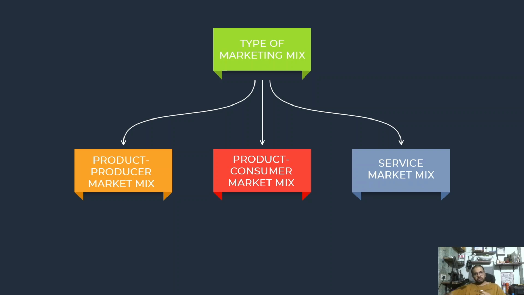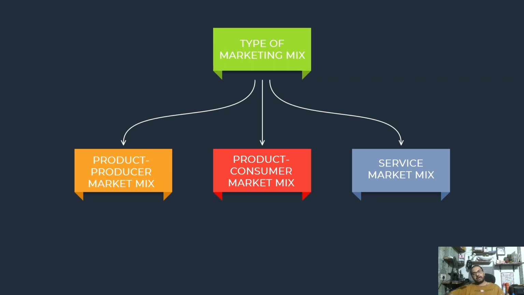When we study the marketing mix, there are basically two broad ways of understanding it. First and foremost, it is the product oriented marketing mix. Product basically means goods and services both. But in our particular discussion, we will consider product as the goods, and then the service marketing mix. In today's session, we are going to focus entirely on the product marketing mix, and in the next session, we will cover the service marketing mix.